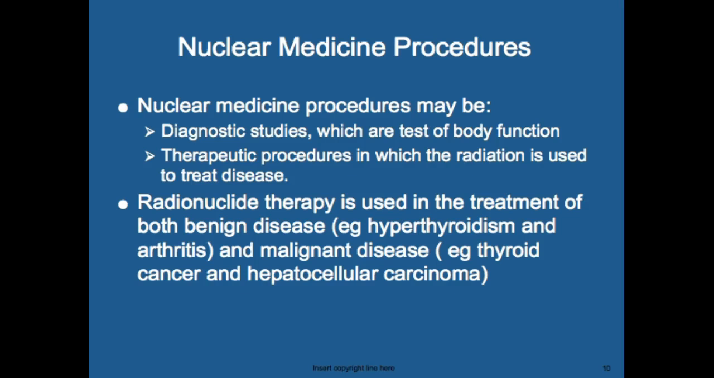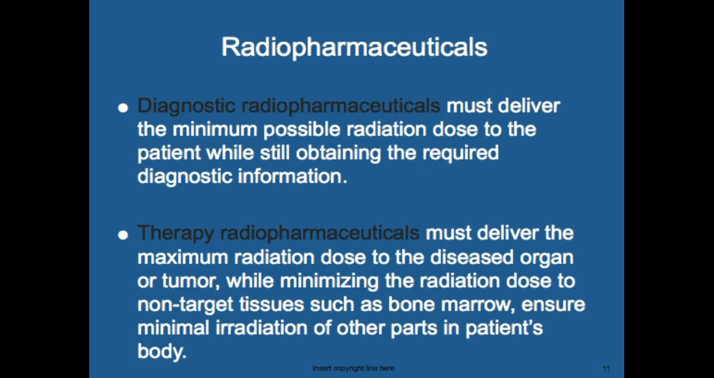So, nuclear medicine procedures may be diagnostic, which are tests of body function, or therapeutic, in which the radiation is used to treat the disease. Radionuclide therapy is used in the treatment of both benign disease, such as hyperthyroidism or arthritis, and malignant disease, such as thyroid cancer and hepatocellular carcinoma.